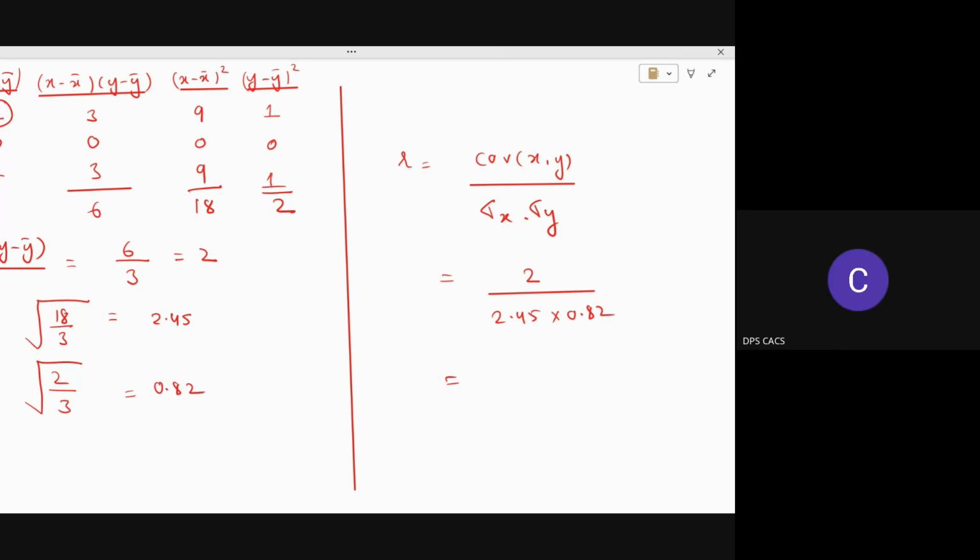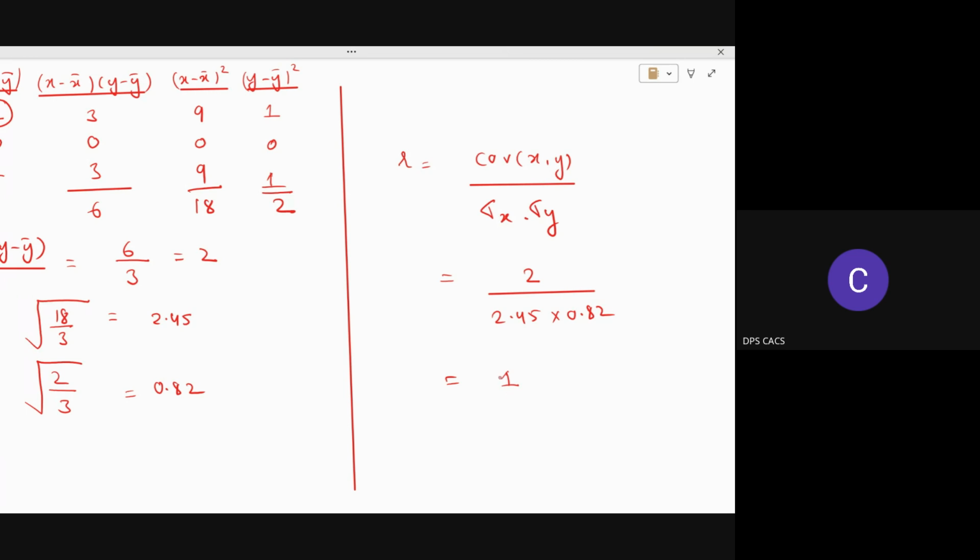Yes, 0.995. So you can say 1 actually. It is 0.995 now. So if I round off, it will become 1. What kind of correlation? Perfect positive correlation.